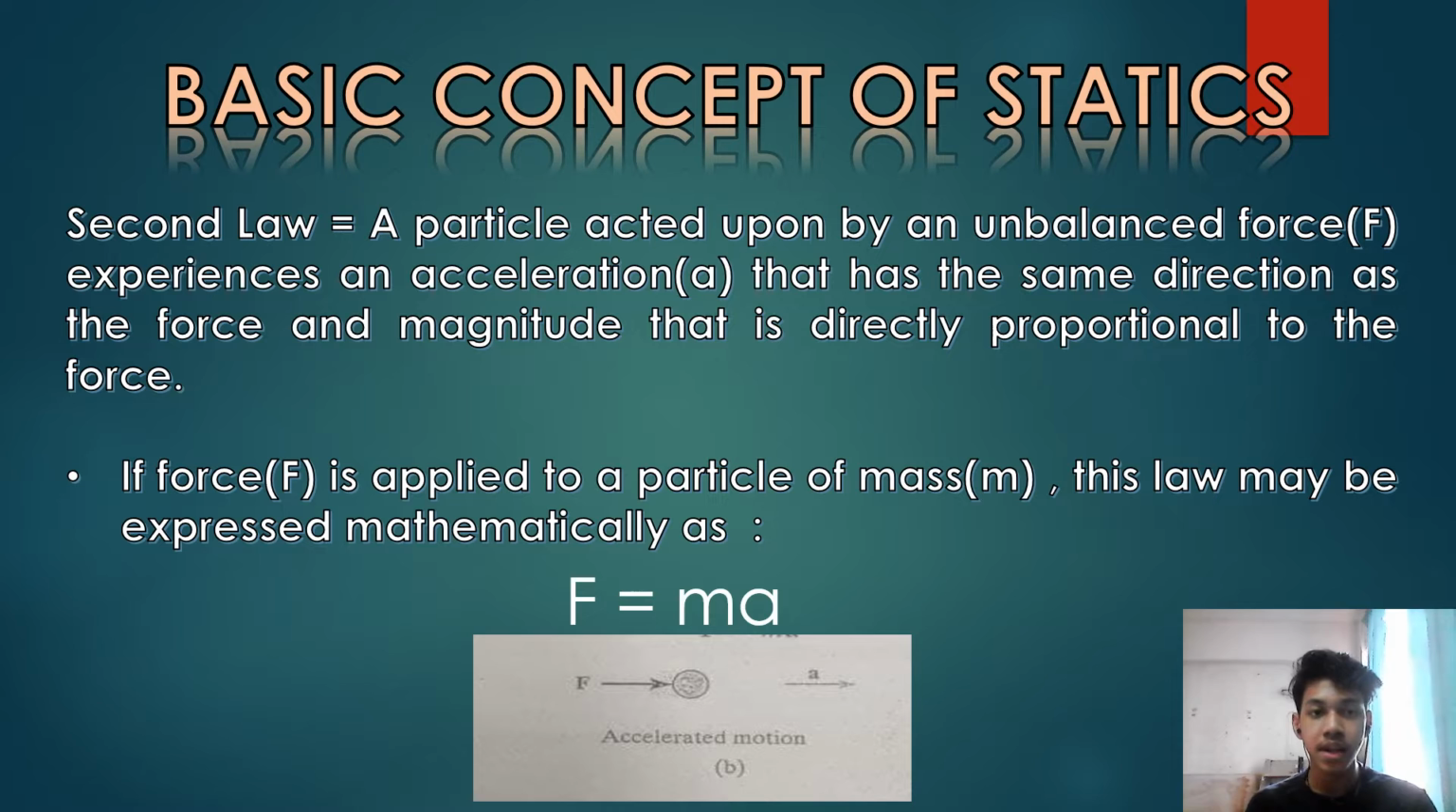Next, we are going to the second law. The second law states that a particle acted upon by an unbalanced force experiences an acceleration that has the same direction as the force and a magnitude that is directly proportional to the force. If force is applied to a particle of mass, this law may be expressed mathematically as F equal to ma, where F is the force, m is the mass, and a is the acceleration. Right here we have the figure that explains the second law.